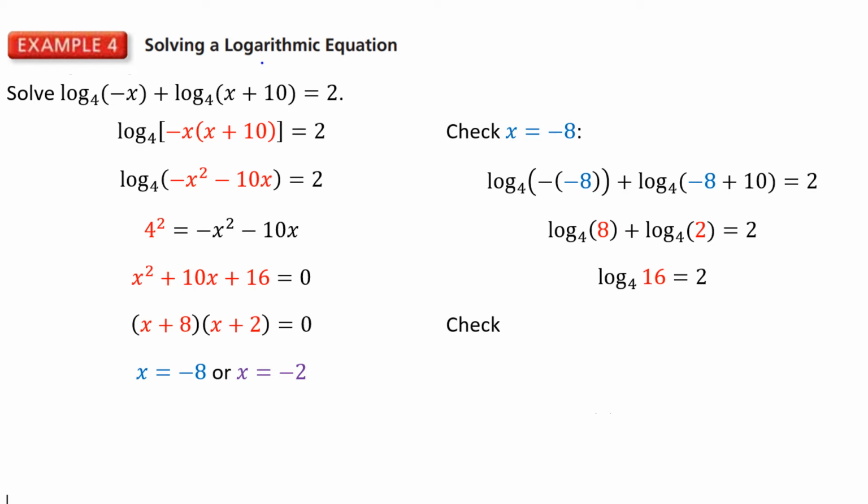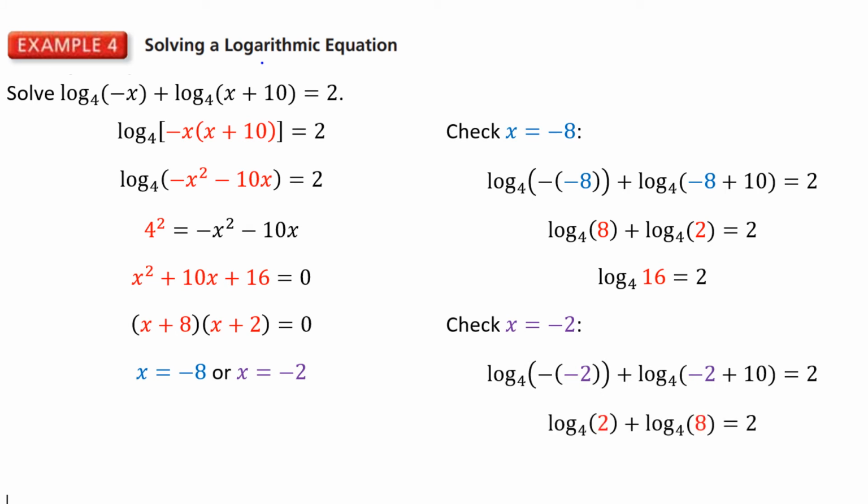For x equals negative 2, we plug that in wherever we see x. Again, when we simplify, we'll come to the log base 4 of 2 plus the log base 4 of 8. And that's the same thing as previously. The positions are just reversed. We'll come to the log base 4 of 16 equals 2. So in this situation, both x equals negative 8 and x equals negative 2 are good solutions.